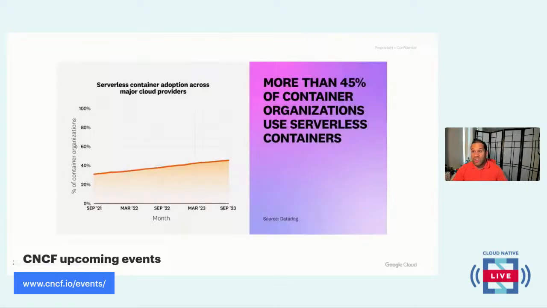We have actually seen an increase in the concept of serverless containers, which is what we've been talking about. These are containers that you can deploy on Kubernetes, utilizing tools like Knative and KEDA to make those containers serverless. We have started to see from a Datadog report that 45% of container organizations are now using serverless containers. And you can start to see that trend coming up right here. Knative was open sourced in 2018, and looking here from September 21 up to September 23, we're getting close to 50% utilization there.